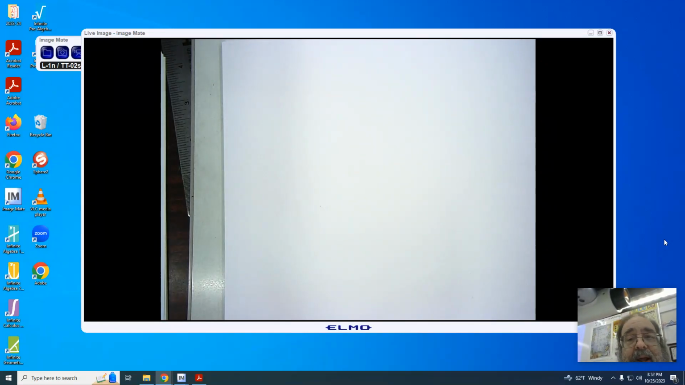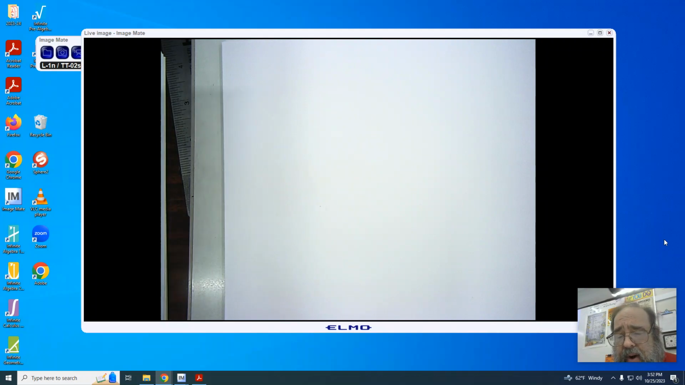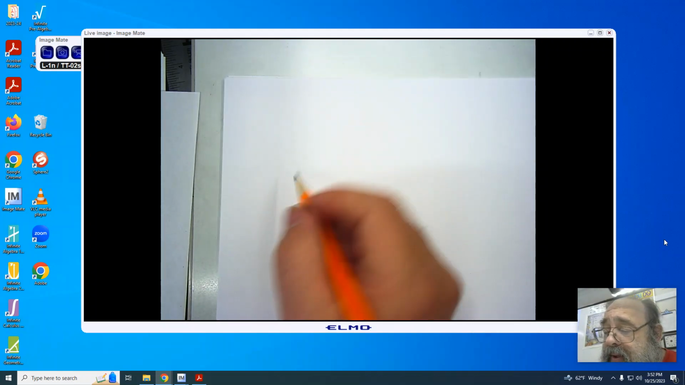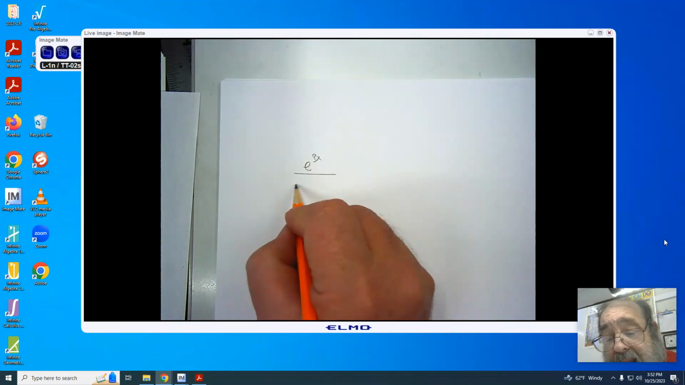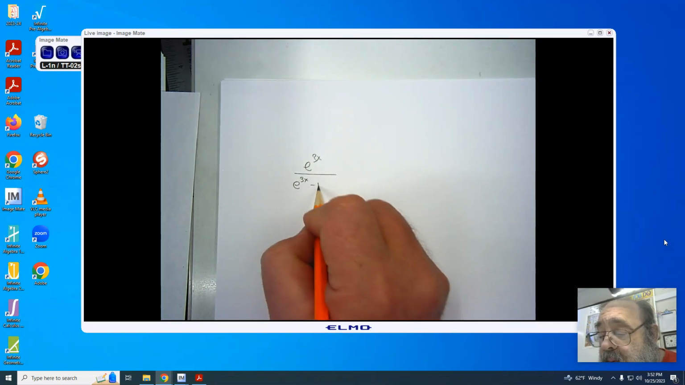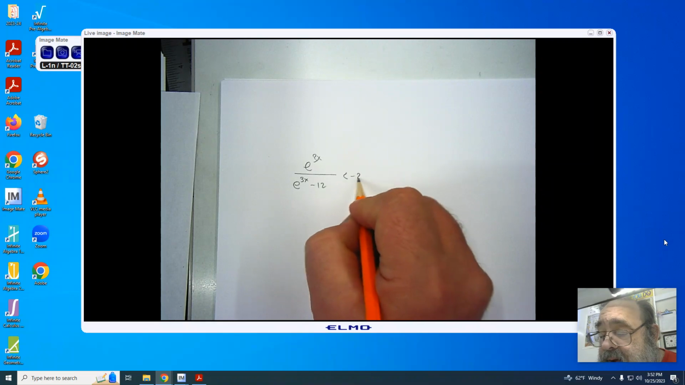Today, we're going to be taking a look at solving these exponential inequalities. And the first problem today is going to be e to the 3x divided by e to the 3x minus 12 is less than negative 2.